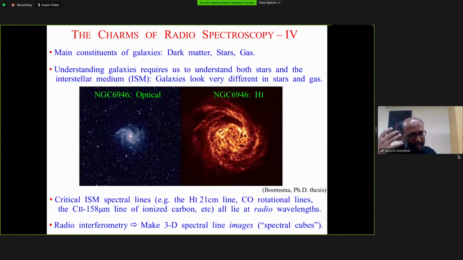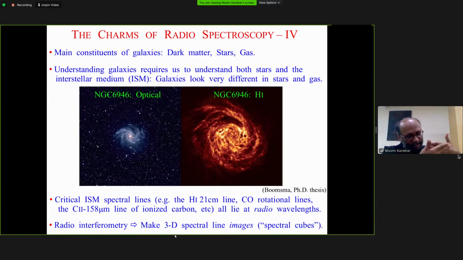So to understand galaxies, you must look at the interstellar medium. And the critical spectral lines of the interstellar medium, the 21 centimeter line, the CO rotational line, the C plus line, all lie at radio wavelengths. Another beautiful thing of the radio is that because of interferometry, I can actually make these 3D spectral line images.